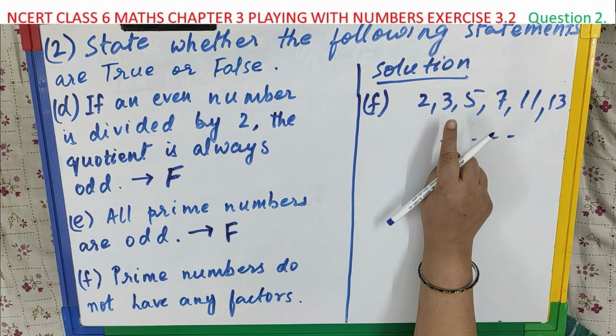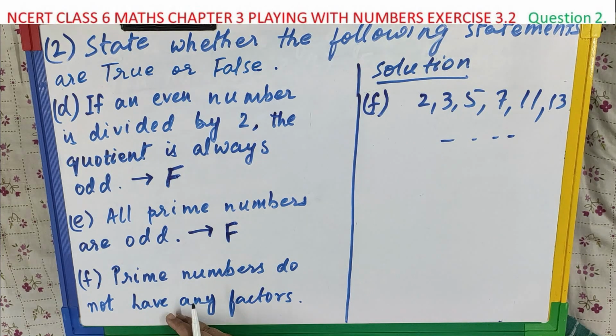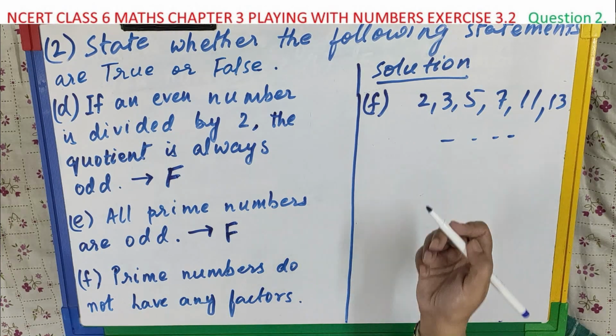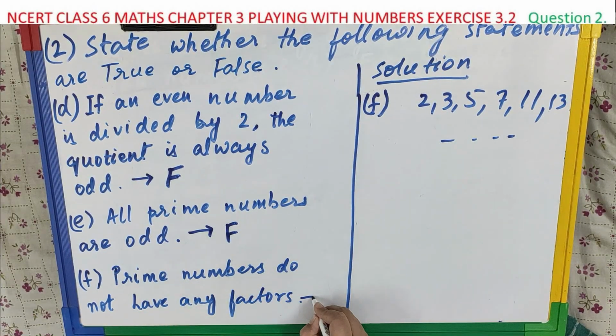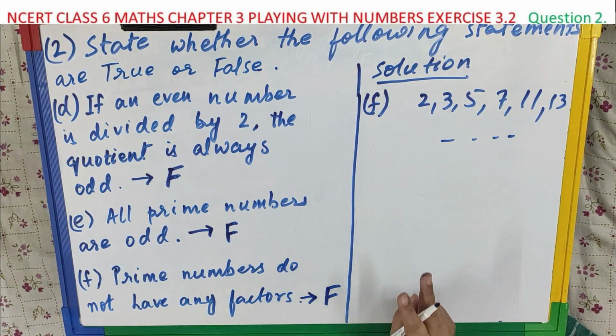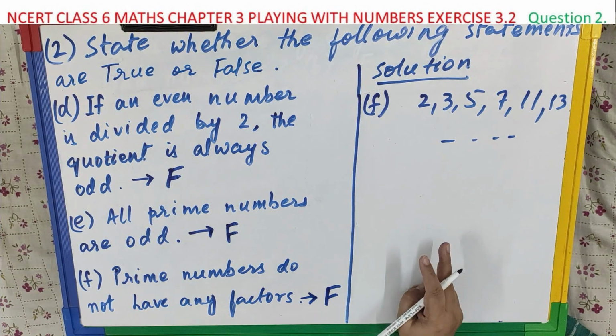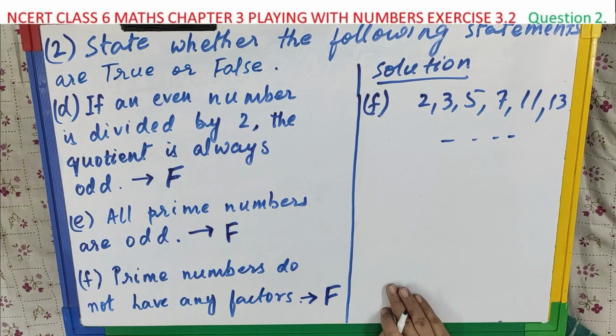So prime numbers have two factors. What are those two factors? 1 and the number itself. It means this statement, prime numbers do not have any factors, is a wrong statement. Prime numbers have factors. Prime numbers have two factors. So this statement is a false statement. It is a wrong statement, because prime numbers have only two factors. So this is a false statement.